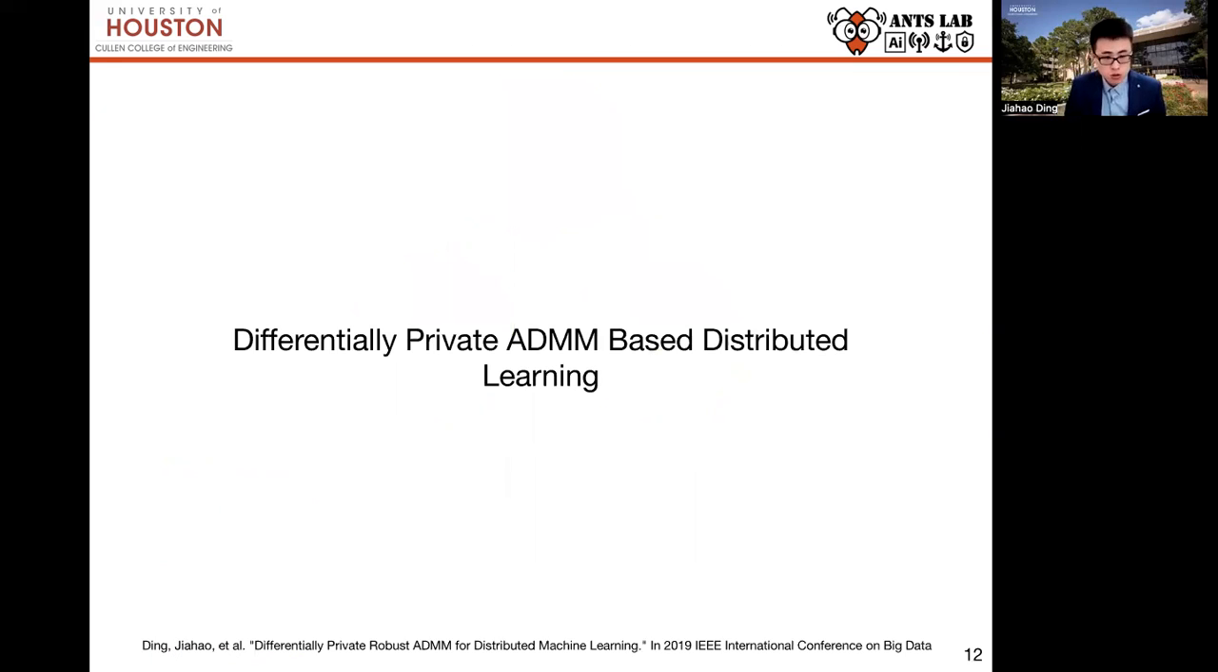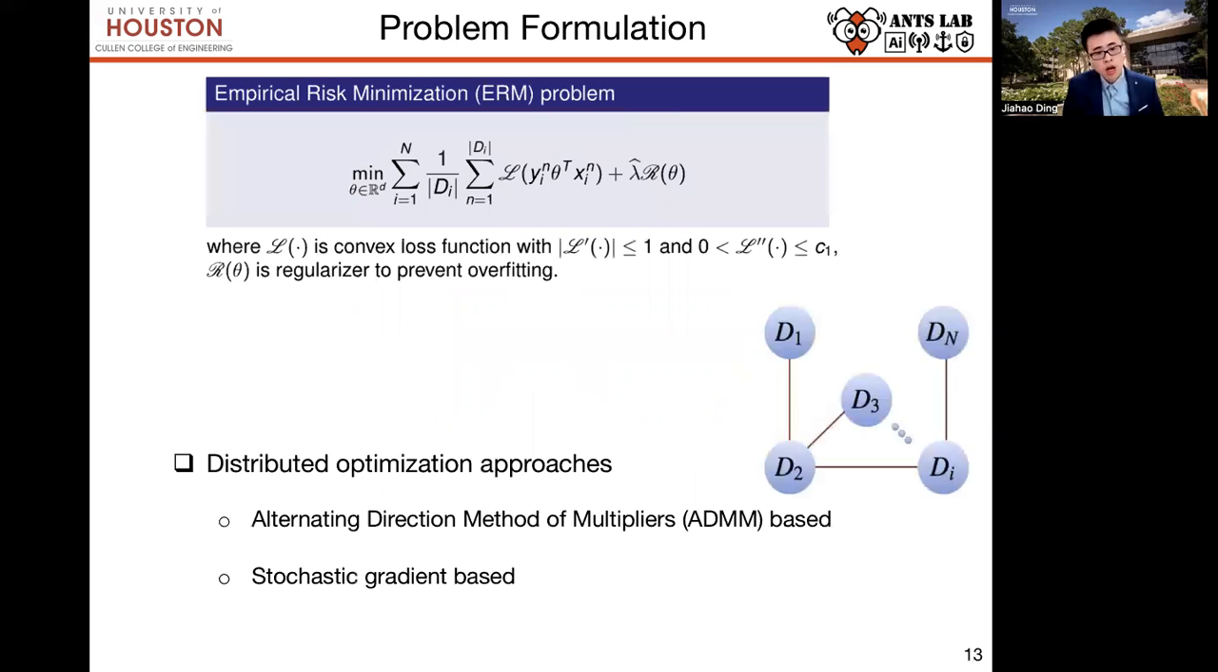I will first introduce my first work, differentially private ADMM-based distributed machine learning. In this work, we are going to focus on this problem. Here, we consider a connected network of N agents. Each agent has a local private data set, D1, D2, Di, and the objective is to jointly train a classifier over the union of local data, which can be formulated as an empirical risk minimization problem, the ERM problem. You can see this problem includes the number of agents and the local data Di, L is the loss function, and R(theta) is the regularization term to prevent overfitting.